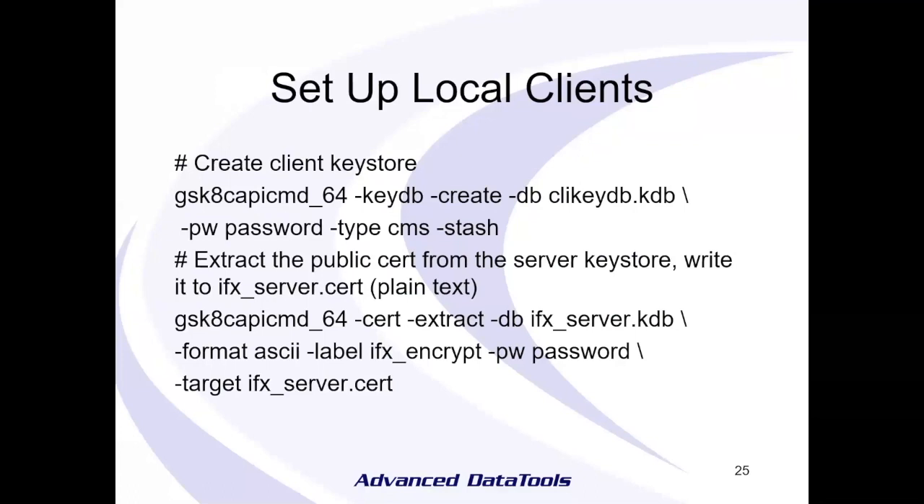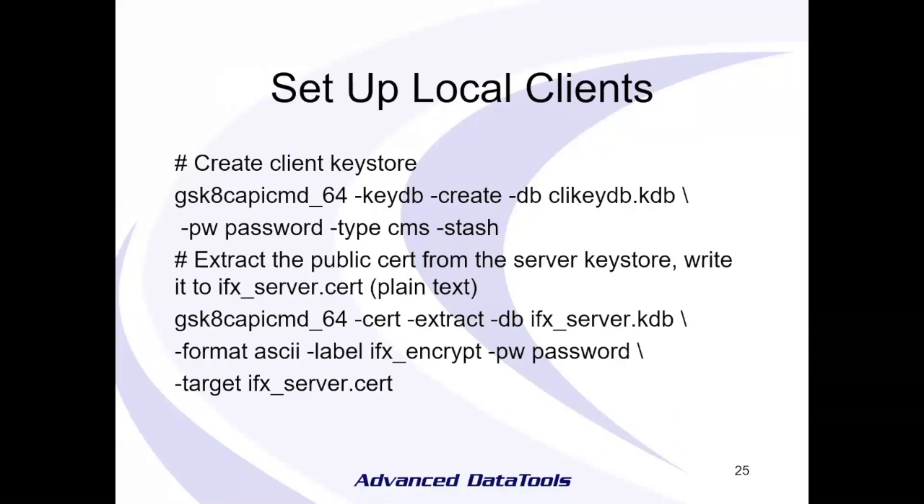The second thing is we've got to get the public key from the server keystore. So that is the next thing we're going to do. And we're going to write it out to a file called ifxserver.cert. This is going to be a plain text ASCII file. It's kind of ugly, but it's plain text. You can open it up in vi if you like.